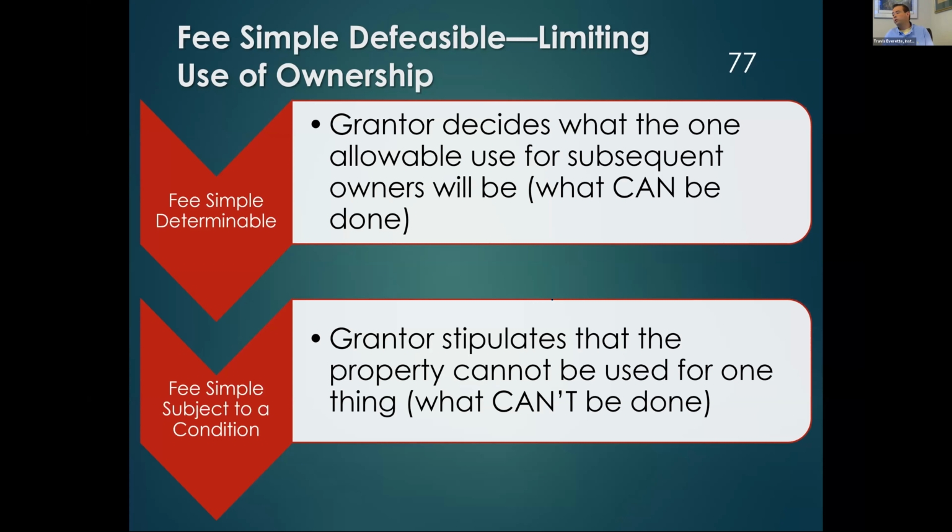So let me ask you this question. Which one would you rather have? Would you rather have fee simple determinable or would you rather have fee simple subject to a condition? Subject to a condition. I'd rather have subject to a condition every time. Because if you tell me what I can't do, then that means I can do a lot of things. If you tell me what I can do, then I am very limited on what I can do. Is everybody with me on that? And that's the only differentiation between the two.